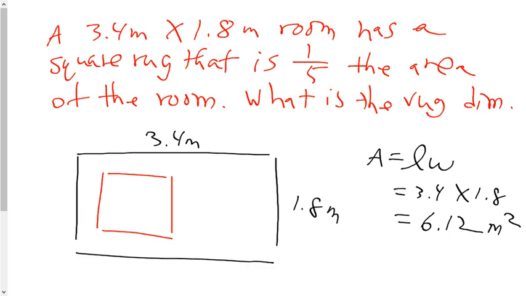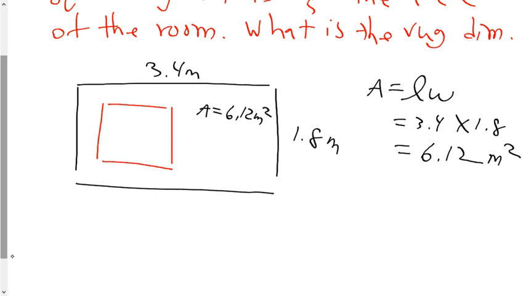And then we say, okay, now I know the area of the room. So the area of the room is 6.12 meters squared. Got that for the room. I'll put it in there. And I know that the rug is 1/5 of the room's area. If I think of it like this, then I can translate that sentence very easily to math.